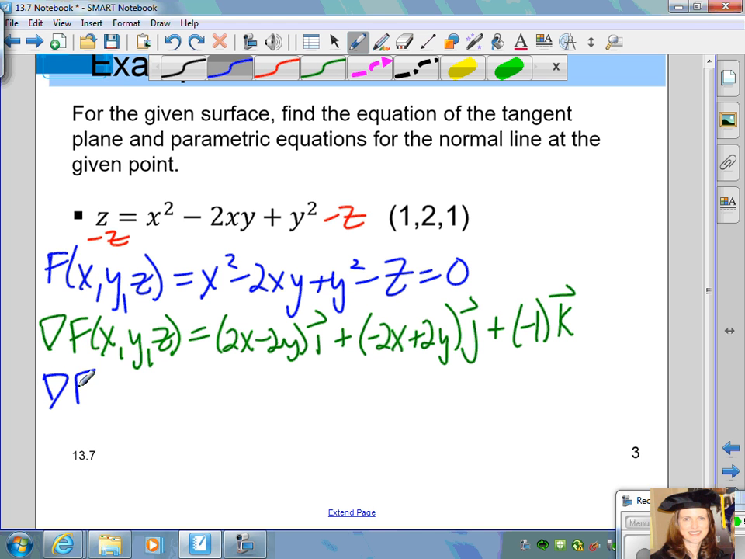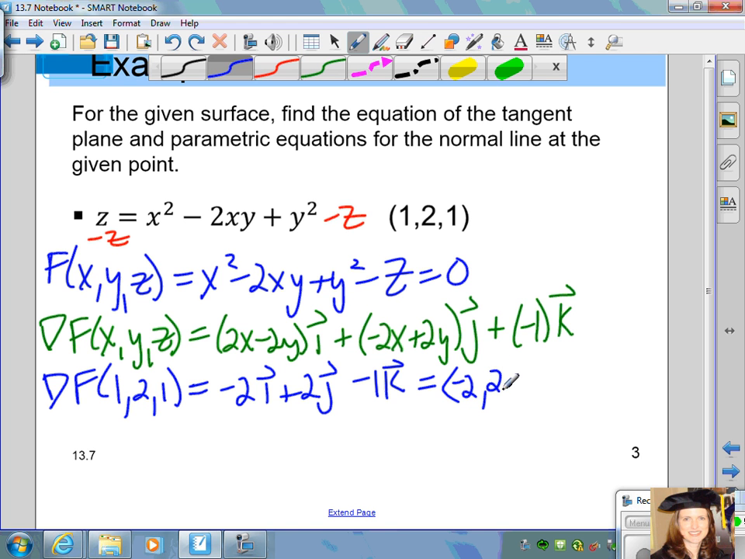The gradient evaluated at the point 1, 2, 1. You're going to plug in 1 for x and 2 for y and 1 for z, and when you simplify that, you get your negative 2i plus 2j minus 1k. So that's going to be your components. You can write it in the angle bracket notation, negative 2, 2, and negative 1. That is going to be your ABC components of the normal vector.